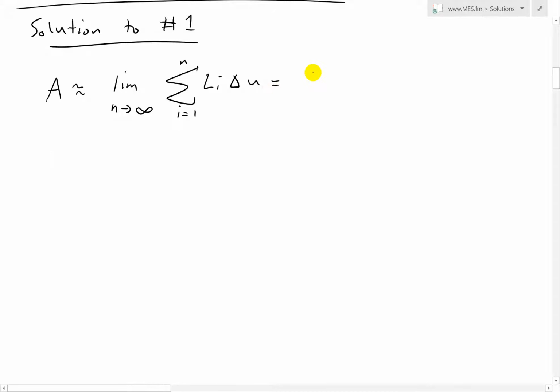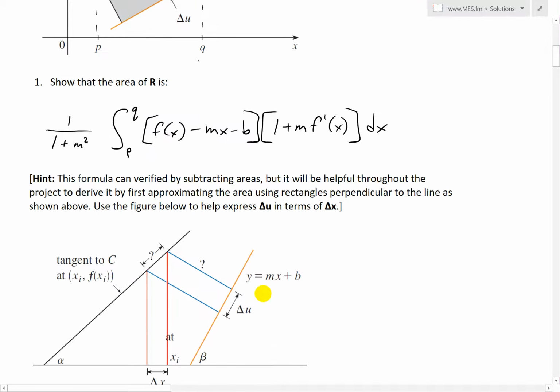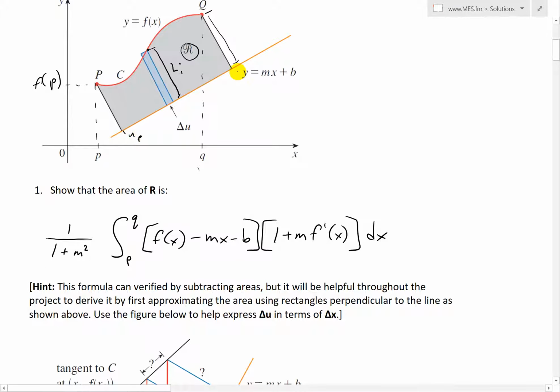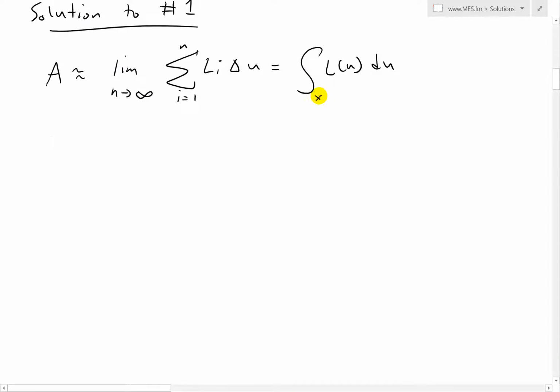And again, when you write it as an integral, it's going to be the integral of L as a function of u times du, from, well, it depends on what this is. We'll call this point u of p. This is uq, that's when x is q, or u is uq. This is just for illustration purposes. So we're going to write everything in terms of x. So the idea is to find Li and delta u in terms of x.